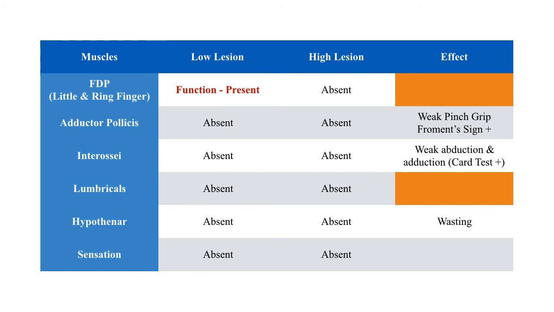And in ulnar nerve palsy, hypothenar wasting will be present and the sensory loss will be numbness of the medial 1.5 fingers and the medial border of the hand.